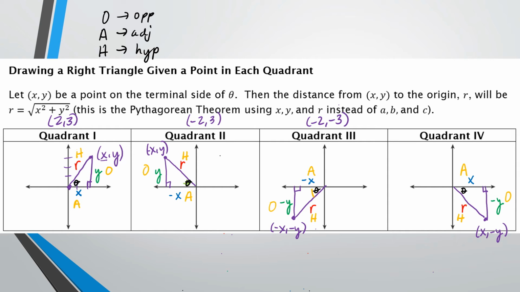So the moral of the story here is that no matter where your triangle is, the side that represents y, so your vertical distance, is always going to be your opposite side. And the side that represents x, or your horizontal distance, will always be your adjacent side. And then the hypotenuse of your triangle is always going to be the hypotenuse of your triangle. So that's across from your right angle.